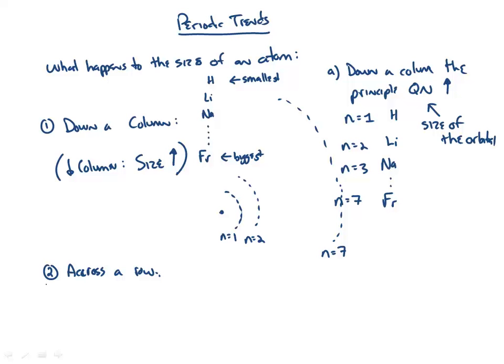I'm going to move the across a row to a new slide just because otherwise I run out of room. So what happens across a row? What we mean, for instance, is to compare, say, lithium versus what's on the other end of that row? Fluorine. Or, for instance, sodium versus chlorine. Which element is bigger?